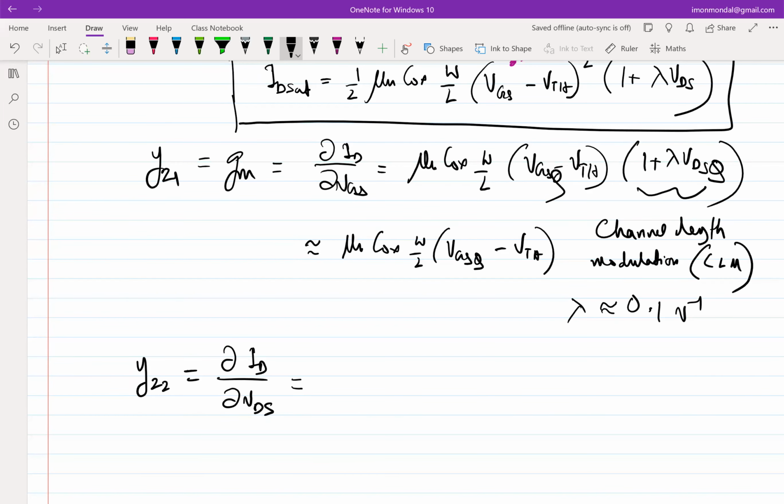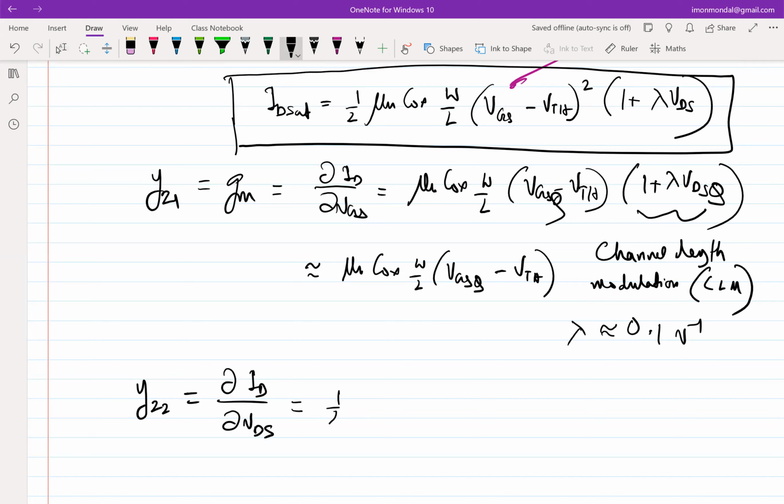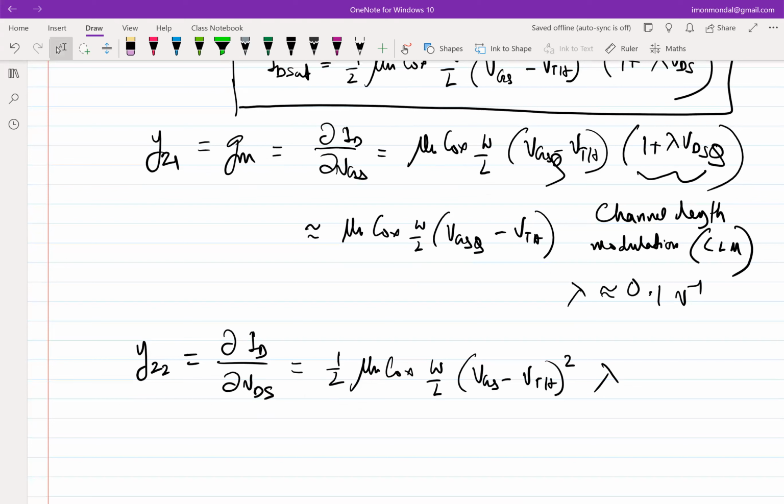Differentiate the equation with VDS. So we get half mu n C ox times lambda. Now, if you neglect lambda in this case, if you neglect channel length modulation, you will get 0, right? So now you cannot neglect anything with respect to 0, right? You will have infinite percentage error, one might say. So as a designer, you'll have to see when you can neglect something and when you cannot, right?